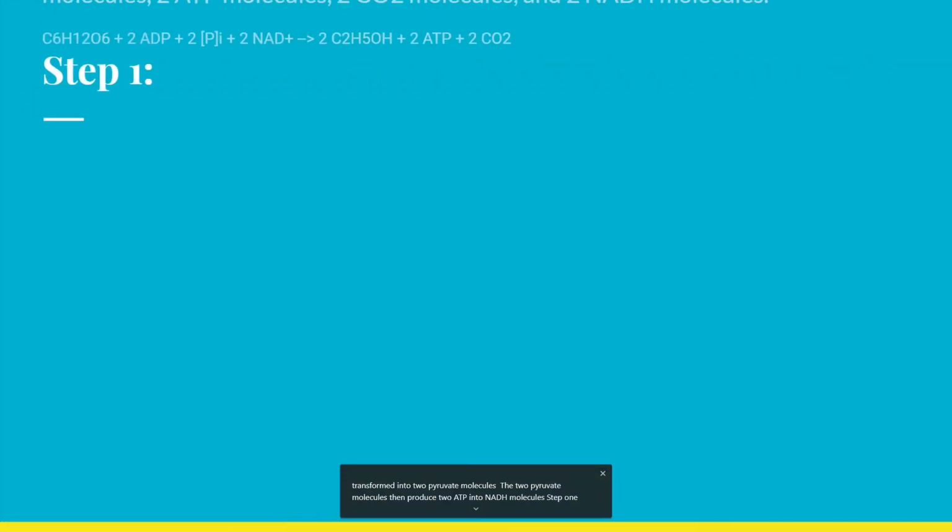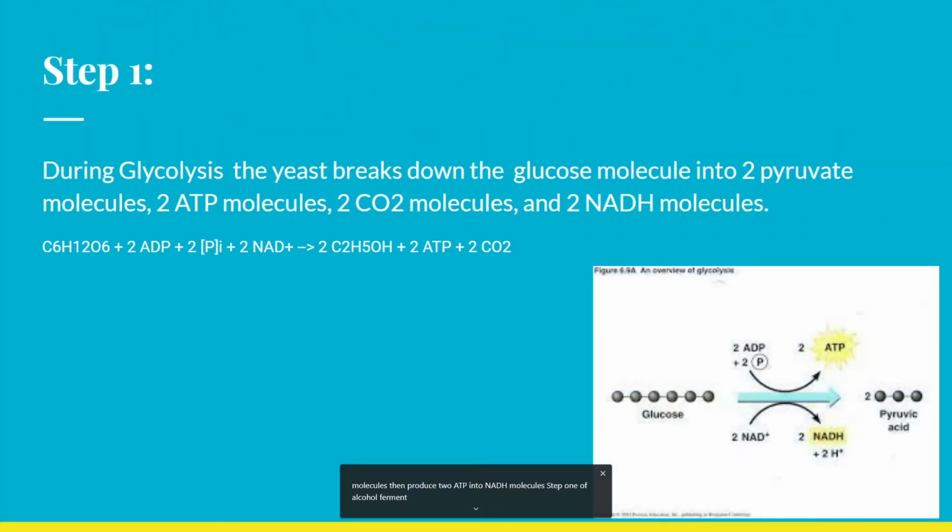Step 1 of alcohol fermentation is during glycolysis, the yeast breaks down the glucose molecule into two pyruvate molecules, two ATP molecules, and two CO2 molecules on top of two NADH molecules.